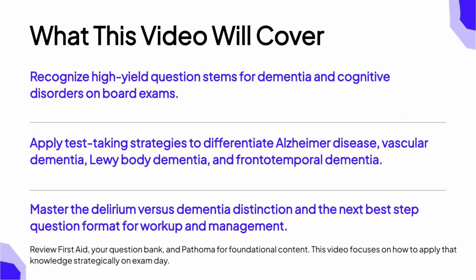First, we will learn how to recognize high-yield question stems for dementia and cognitive disorders. Second, we will apply specific strategies for questions about Alzheimer's disease, vascular dementia, Lewy Body dementia, and frontotemporal dementia. Third, we will master the delirium versus dementia distinction, which is one of the most commonly tested topics. And finally, we will walk through multiple choice questions, just like you will see on exam day. Before we begin, make sure you have reviewed the neurology and psychiatry chapters in first aid and your question bank. This video is about strategy, not reteaching the basics.